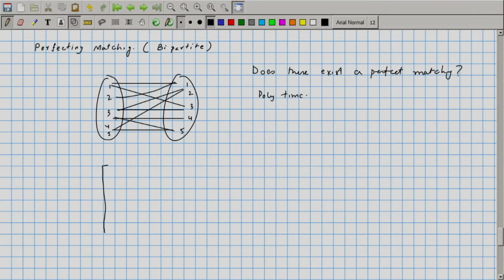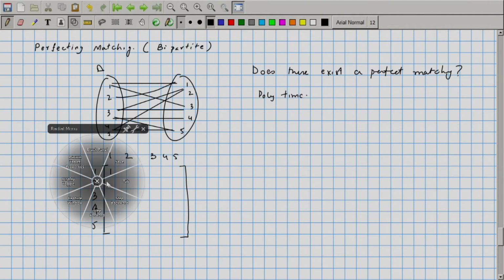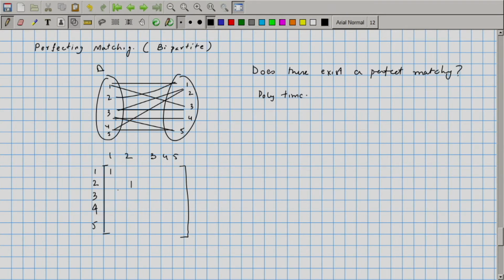So, let us say we can again construct a matrix corresponding to it. Okay, so, we will have vertices 1, 2, 3, 4, 5 on the rows, corresponding to the side A, and for the other side we will have them on the columns. Okay. 1, 1 is an edge, so you put a 1, 2, 1 is an edge, so you put a 1 and so on. Okay. So, this is some kind of adjacency matrix for the bipartite graph.